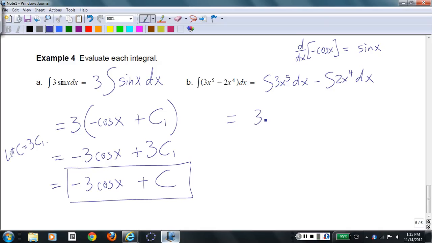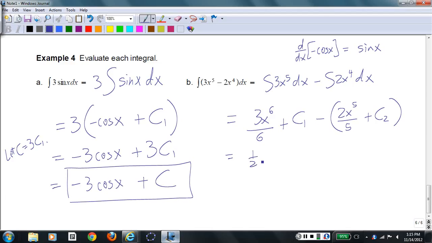So here goes. 3x to the 6th over 6 plus c sub 1, minus 2x to the 5th over 5 plus c sub 2. If you watch the video on this one, I may have done it differently in a previous semester. I may have gone ahead and taken the 3 out in front, taken the 2 out in front, and I would have found myself dealing with a 3c sub 1 and a 2c sub 2, kind of like in the previous example. But it won't be long before we've done enough of these where we realize it's not something we technically have to do.